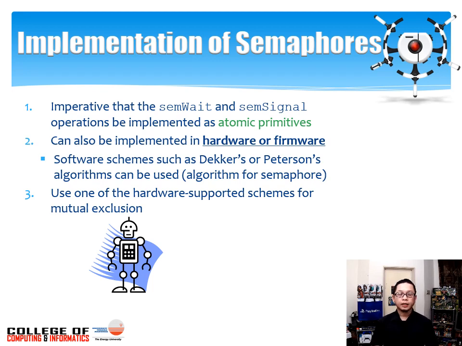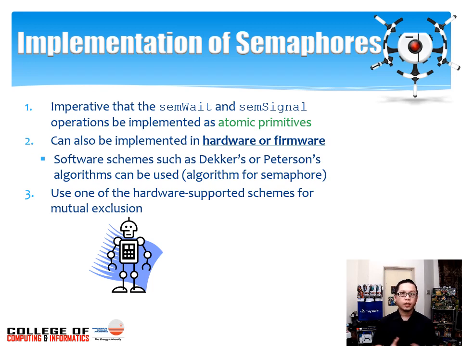Secondly, it can either be implemented as hardware or firmware algorithm. Hardware or firmware means that it can be used as a counter for resource availability. And then if you want to read further on this use of semaphore, you can try and Google the Dekker's or Peterson's algorithm for semaphore.